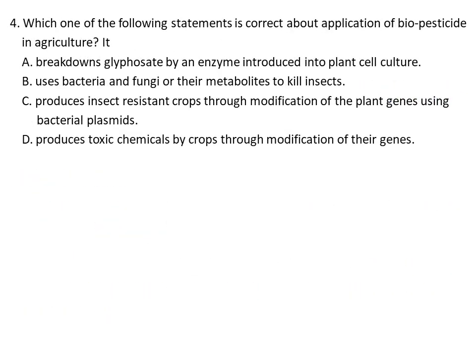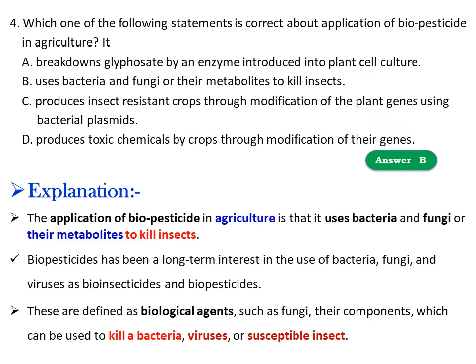Question number four. Which one of the following statements is correct about the application of biopesticides in agriculture? The answer should be B. It uses bacteria and fungi or their metabolites to kill insects. When we see the explanation, the application of biopesticides in agriculture is that it uses bacteria and fungi or their metabolites to kill insects. These are important biological agents in agriculture.